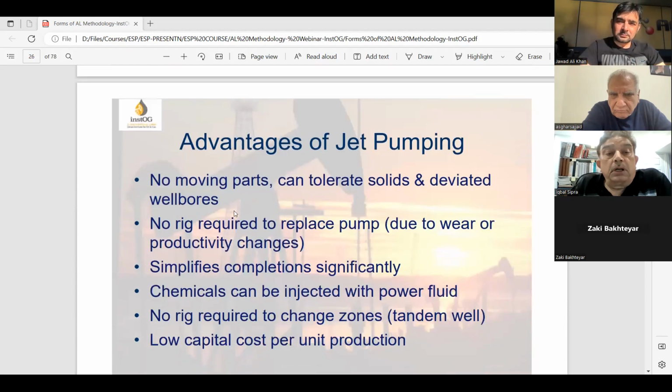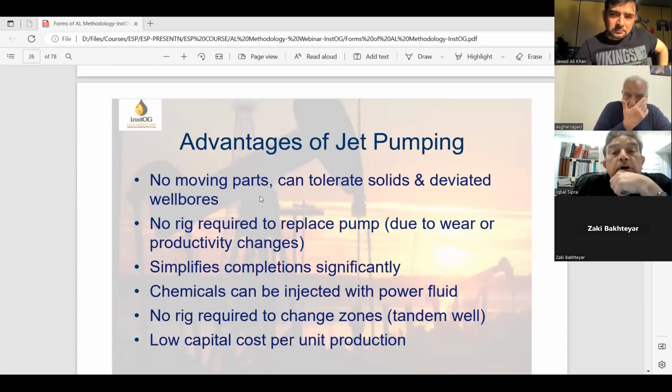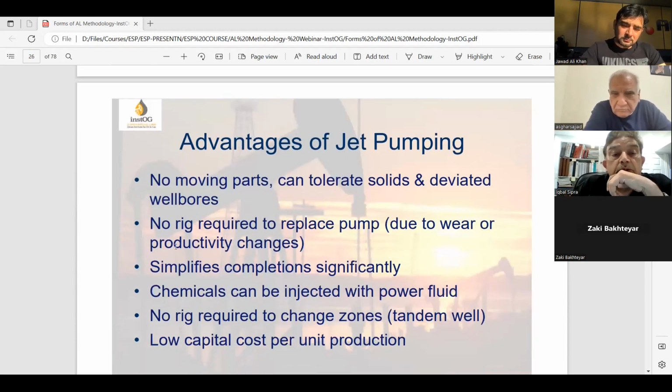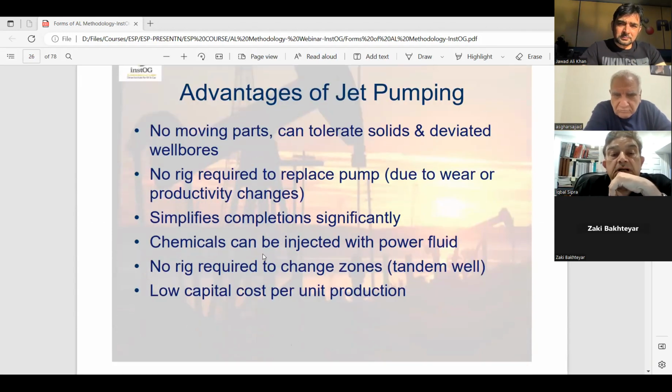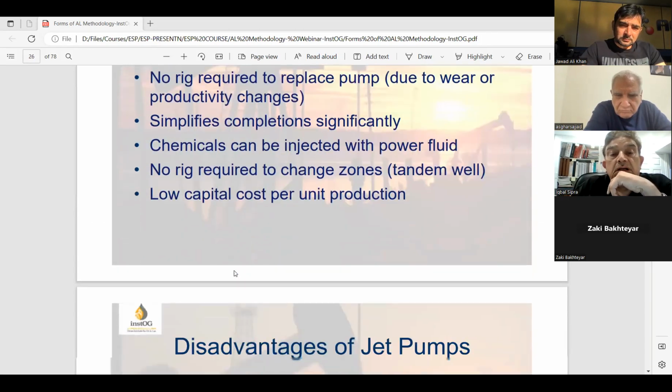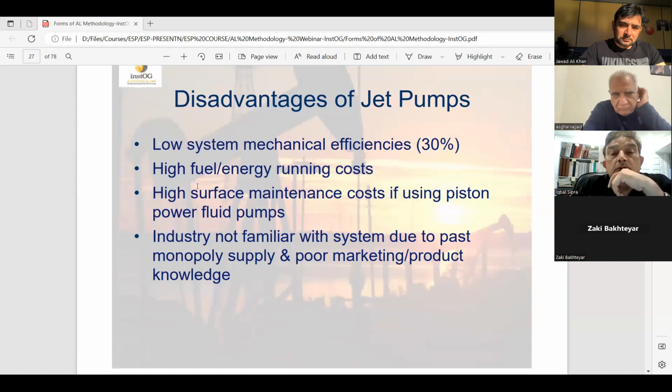Advantages of the jet pump: no moving parts, can tolerate solids and deviated wellbores. No rig required to replace pumps. Simple completion design. Chemicals can be injected with the power fluid. No rig required to change sizes and tandem. Disadvantages: low system mechanical efficiency, 30%. High fuel energy running cost. High surface maintenance cost. Industry is not familiar with the system due to past monopoly of supply and poor market and product knowledge.